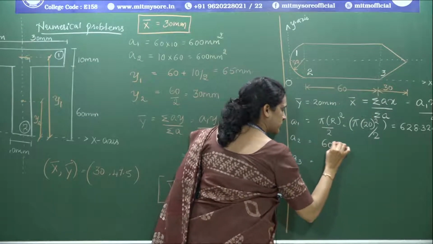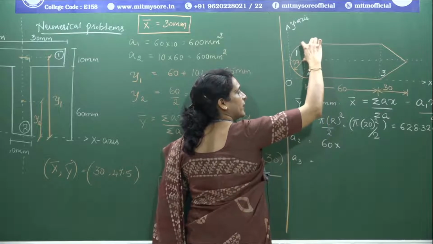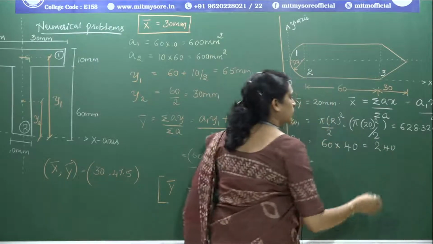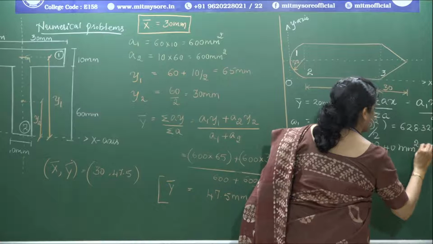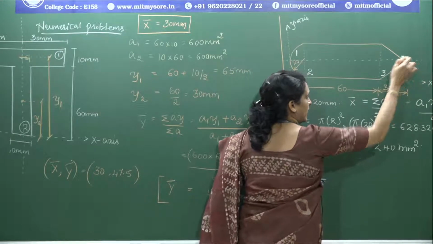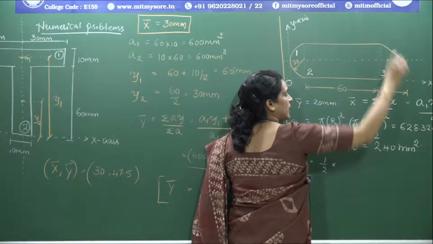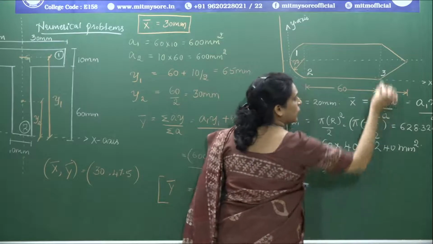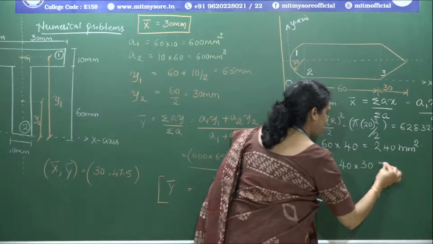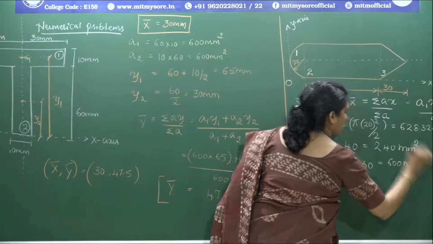Next, area of the second section, B into D. So B is 60 mm and this is 20 plus 20, that is 40 mm. So here we have 240 millimeter square. Next is A3. So here is a symmetric triangle. It is half into base is 20 plus 20 is 40 into height of the triangle is given as 30. So upon simplification we get 600 millimeter square.